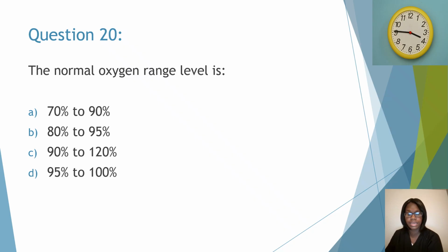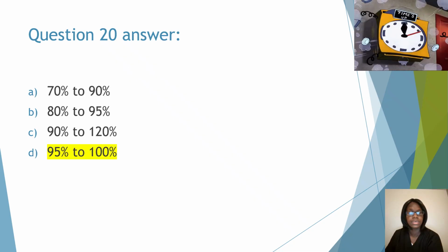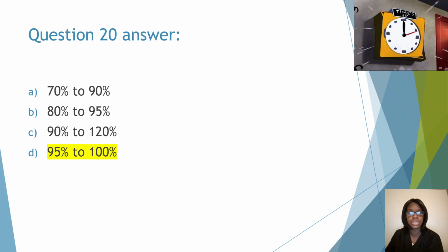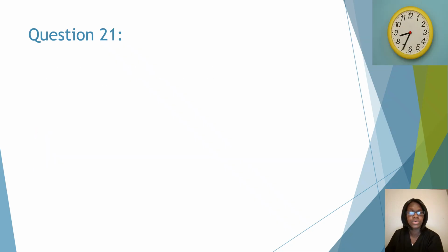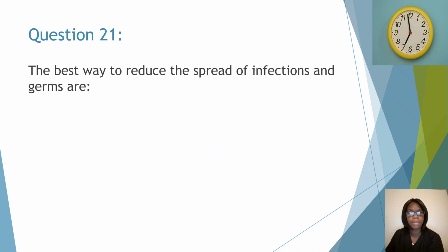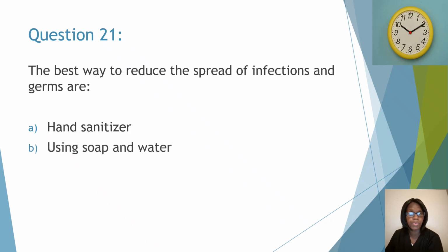All right, the correct answer is D, 95% to 100%. Question 21. The best way to reduce the spread of infections and germs is A, hand sanitizer, B, using soap and water, C, using water, D, wearing gloves.